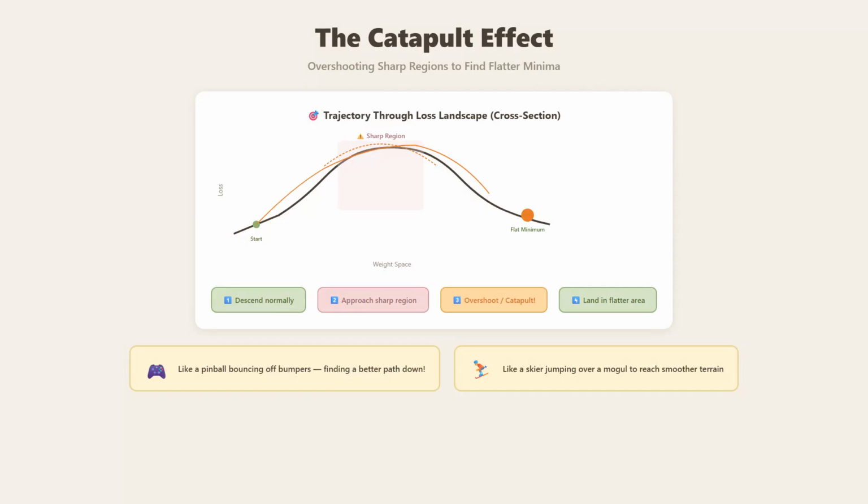It's like a pinball bouncing off bumpers, finding a better path than if it had just rolled straight down. Or think of a skier who jumps over a mogul to reach smoother terrain beyond it. This catapult mechanism explains how edge of stability training systematically avoids sharp minima. The very instability that classical theory warns against becomes the mechanism for finding better solutions.